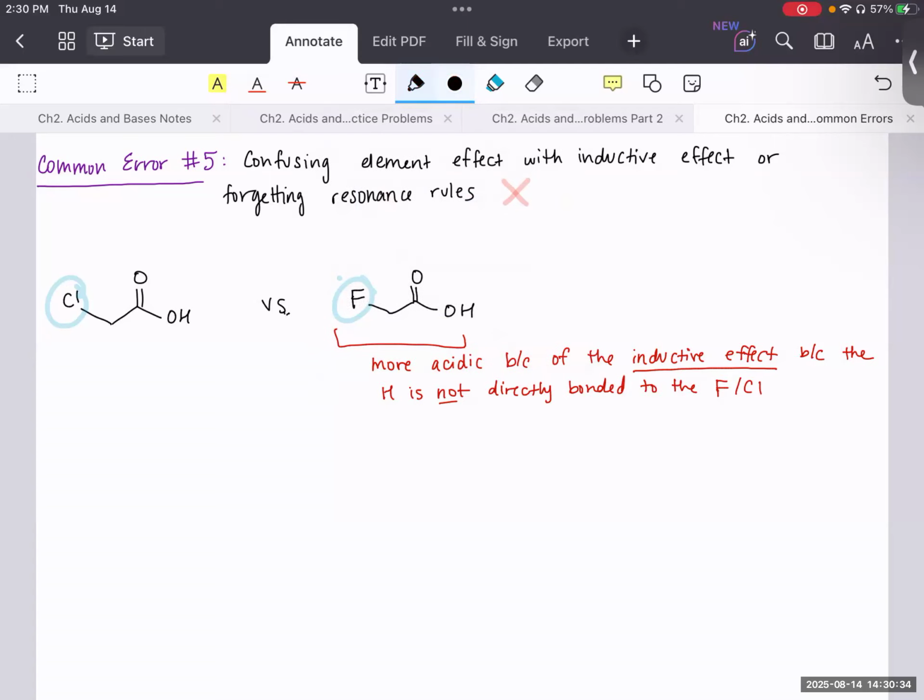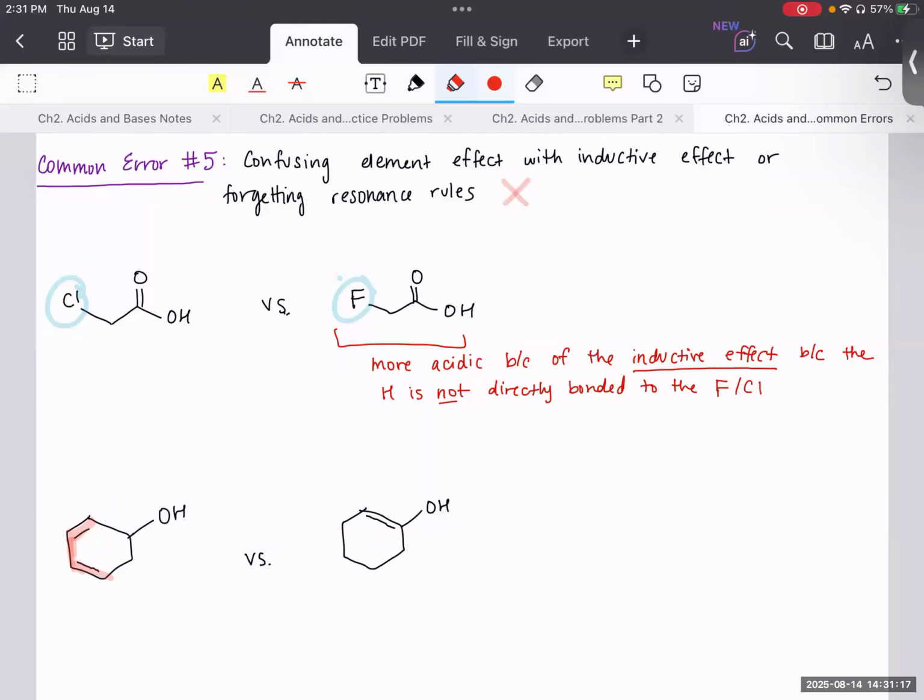All right, the next one is some resonance rules. So for example, let's say that we have this structure here, versus this structure. And so sometimes students will say that this structure right here is more acidic because of resonance. And the reason they say that is because they see that there's two double bonds that could potentially engage in resonance once the hydrogen is deprotonated.